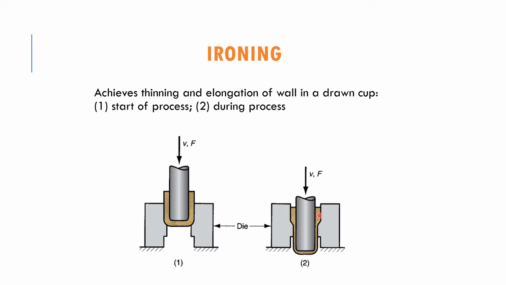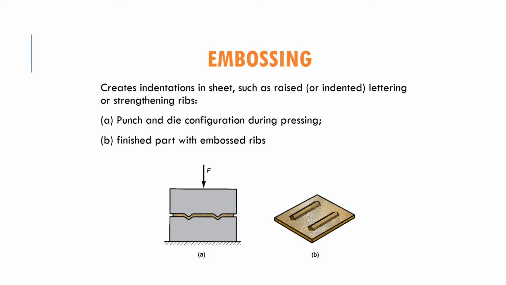It's going through the die on the bottom here, where the thickness of the sheet will be reduced, but then the wall will be elongated. Okay, so this is the ironing process. Another process is called embossing.